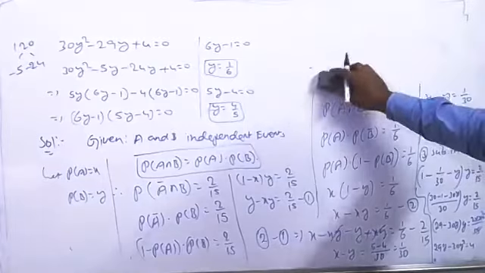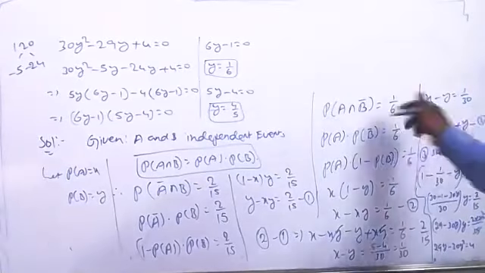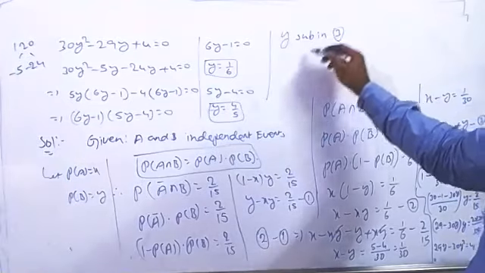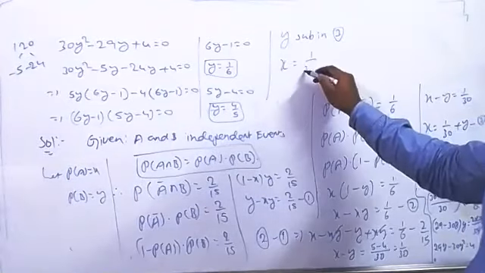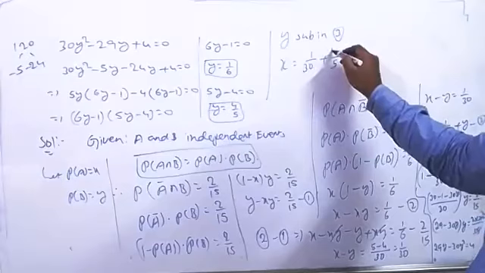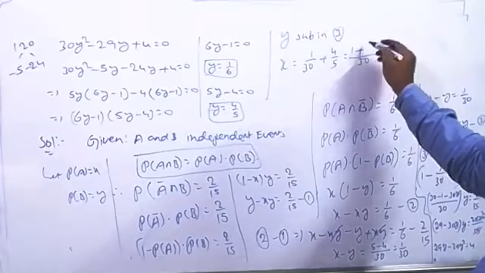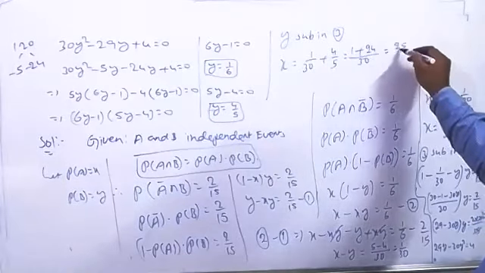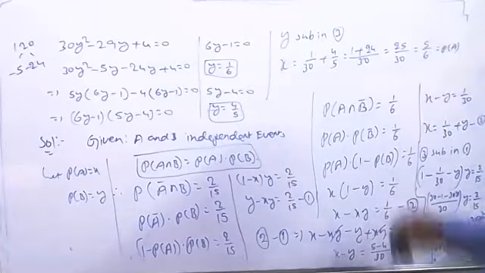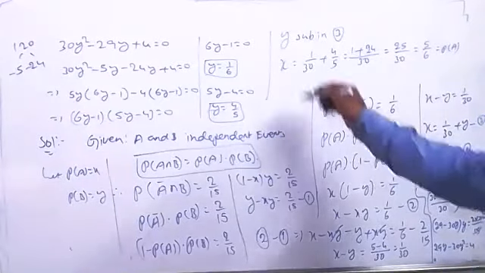Clearly, substitute Y equal to 4 by 5 in this equation. Where is it? Equation number 3. So substituting Y in the third equation, X equals 1 by 30 plus 4 by 5. Then clearly 30 is the LCM. So 1 plus 6 times 4, 6 4s are 24, equals 25 by 30. You can write now 5 by 6. This is P of A. P of A equals 5 by 6. This is case 1.